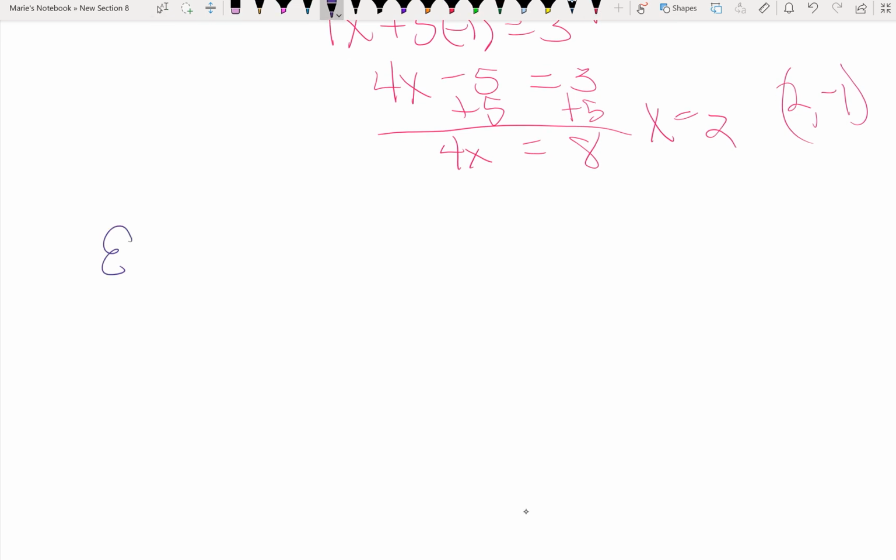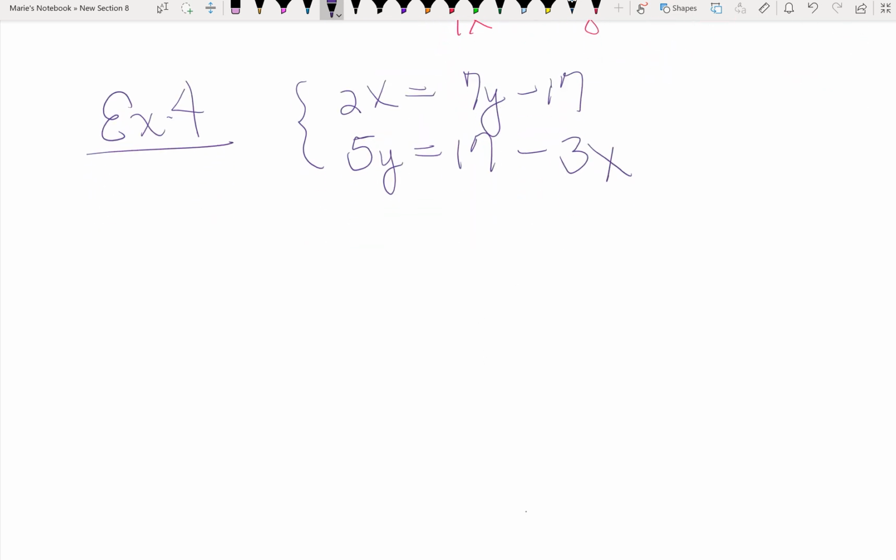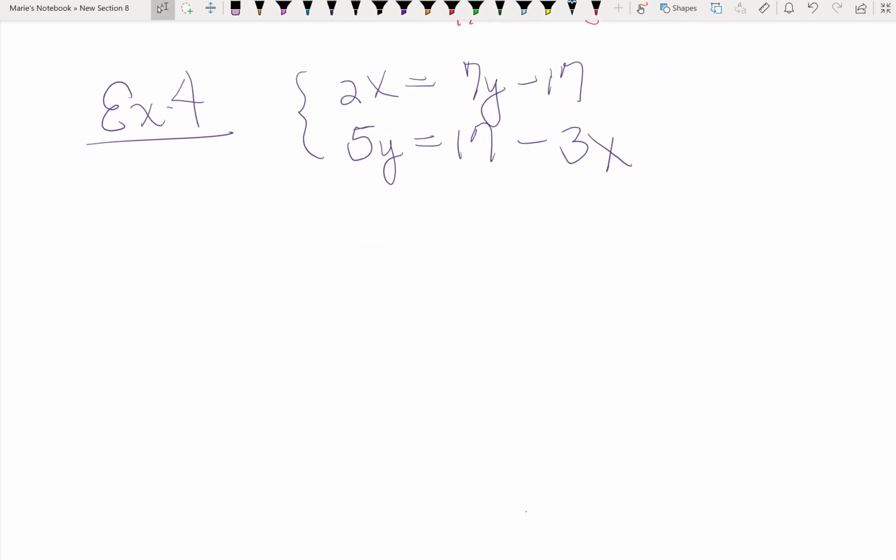In example 4, this is the same type of question. So I'm just going to put it here. And I'm going to let you look at it for a minute. And I want you to tell me why they're giving you this example and what you need to do. So let's just have a conversation. Forget about working it out. Why are they giving you this mess?